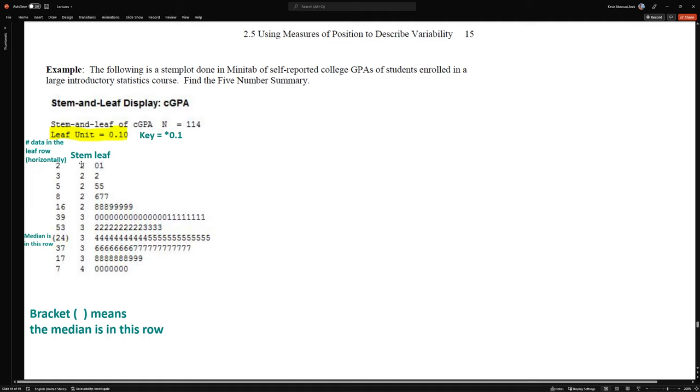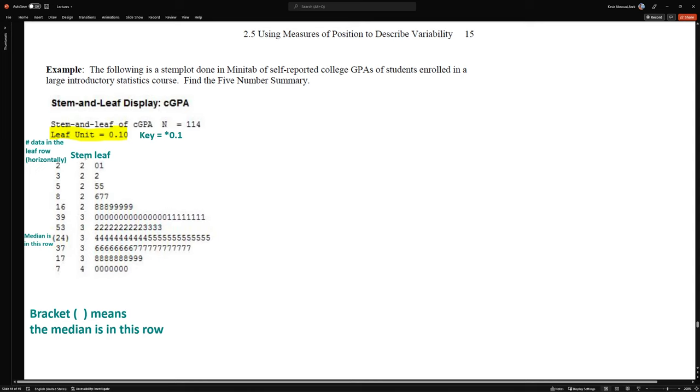And over here are the stems, and these are the leaves. So each value of the leaf represents a number, right? So 0, 1, 2, 5, 5, 6, 7, 7. It's like the decimal point on the right-hand side of each number. And there are over here 1, 2, 3, 4, 5, 6. If we count all of this, we'll have 114 numbers on the leaf side.